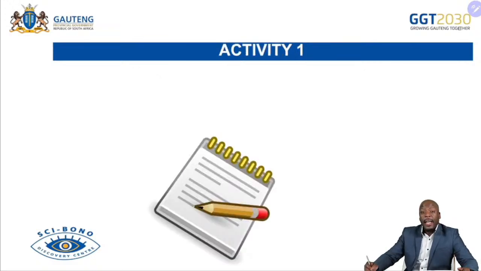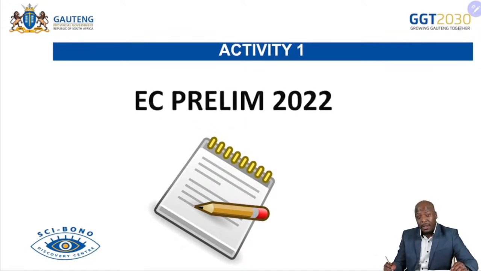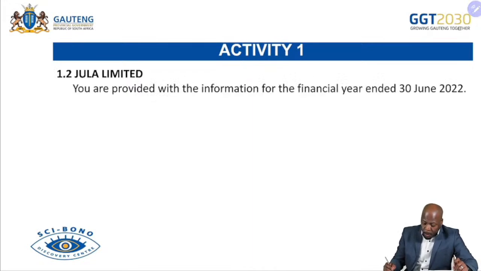Now, I want you to look at some of the past papers that you might be having, especially the 2022 prelim papers. I'm going to be working over a number of 2022 prelim papers of different provinces, including Gauteng as well. So our first activity, which is activity number 1, is going to come from the Eastern Cape prelim paper for the year 2022. All right, if you're ready, let us start. Now, I'm going to be focusing on question 1.2.